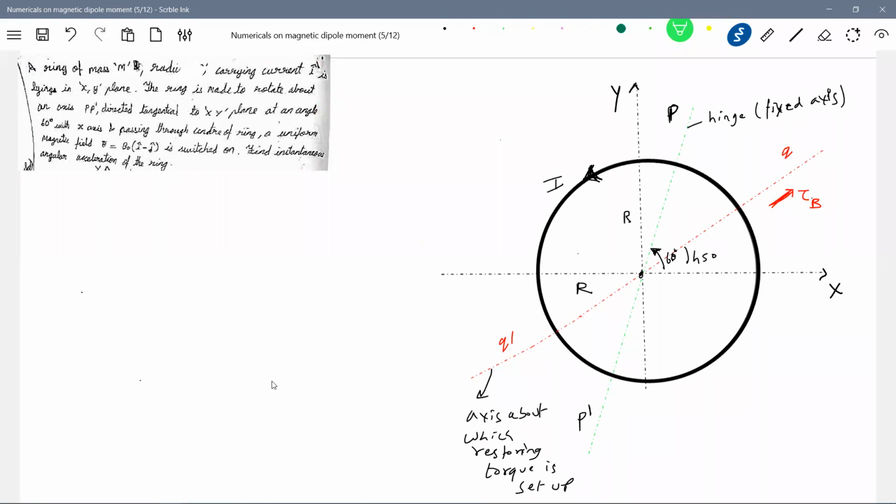I'll read it. A ring of mass m, radius r, carrying current I, is lying in the XY plane. The ring is made to rotate about an axis PP dash that is tangential to the XY plane at an angle 60 degrees with the X axis and passing through the center of the ring. A uniform magnetic field B naught (I cap minus J cap) is switched on. Find the instantaneous angular acceleration of the ring.